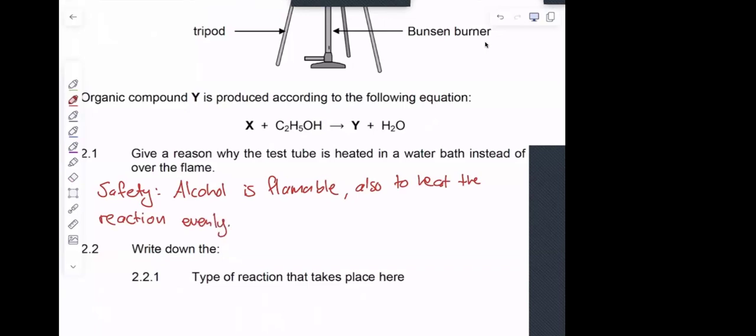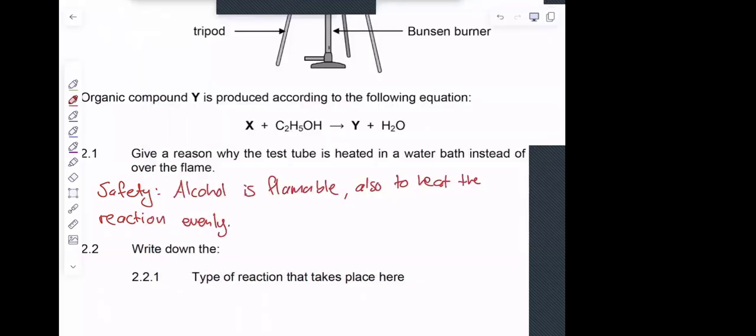Okay, hope that makes sense to everyone there. Another reason that you could have given is the fact that you want your reaction to happen before your alcohol evaporates. If you heat it directly, you'll have little pockets of heat that will maybe evaporate your alcohol before you could even start your reaction. So it's very important that you use the water bath to heat it evenly, and you heat it nice and slowly.